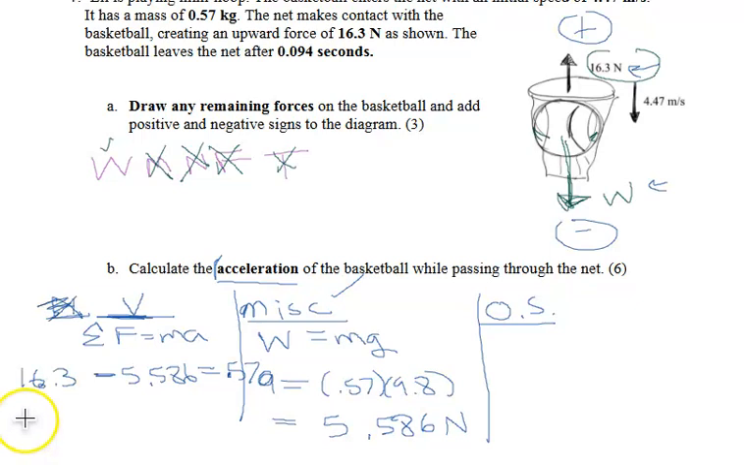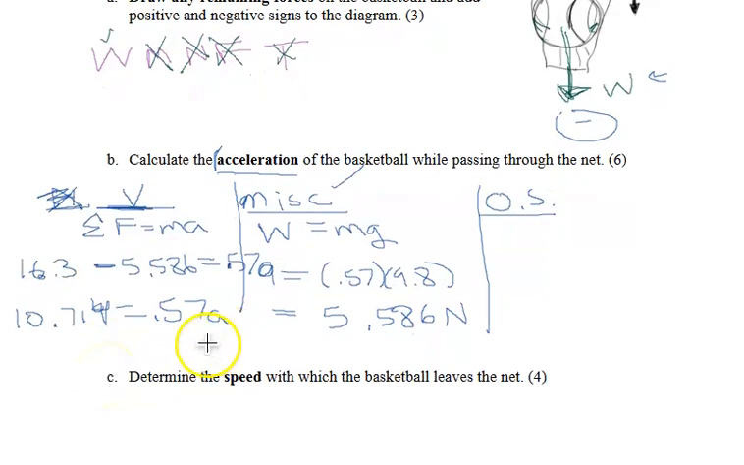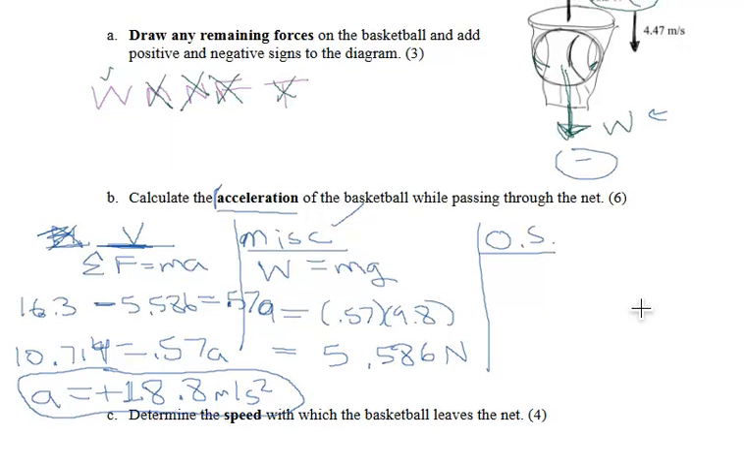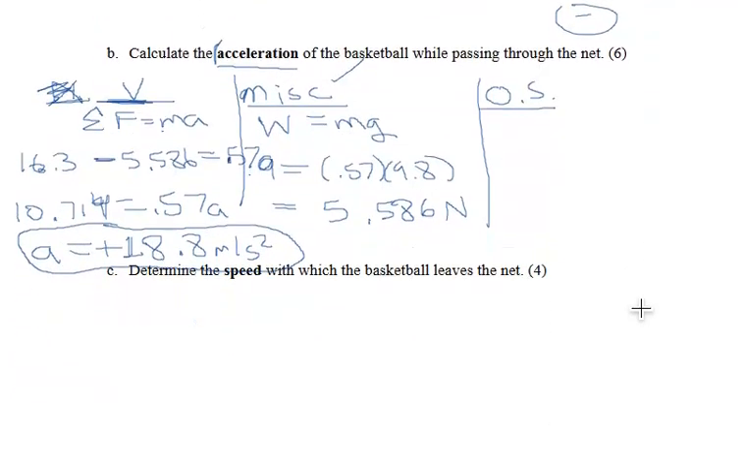And then that gives you 10.714 equals 0.57a. And then divide both sides by 0.57, and you get an acceleration of 18.8 meters per second squared. It's positive because the net is pushing up more than the weight is pulling down, which means that the basketball is slowing down as it descends.